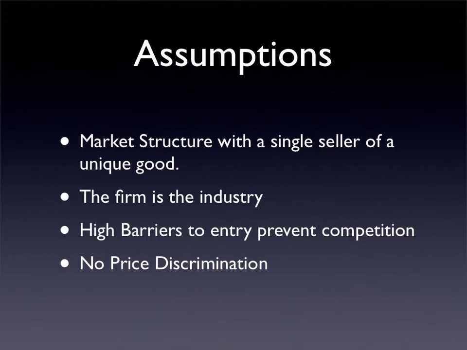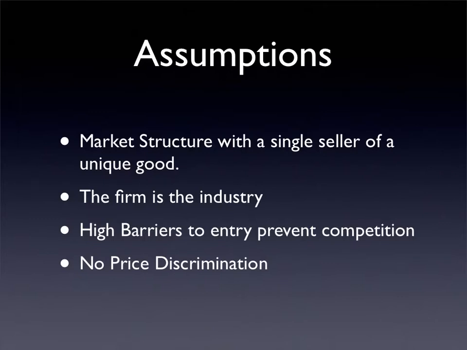Obviously, as a monopoly, there's only a single firm selling a good. So unlike perfect competition, we won't use side-by-side graphs to demonstrate monopoly. There will just be one graph that represents both the firm and the industry because they will be synonymous. The reason why there will only be one firm is because of extremely high barriers to entry.